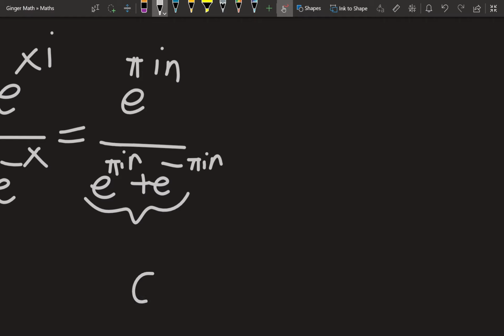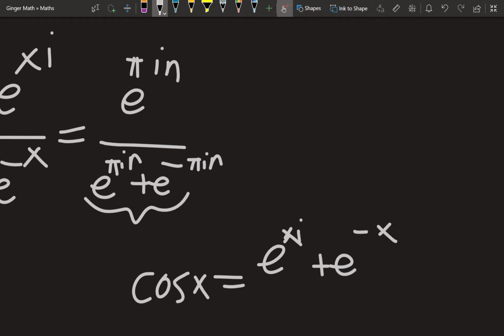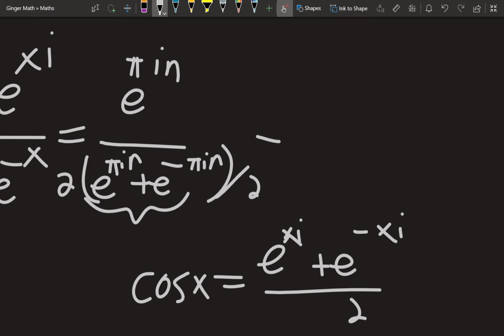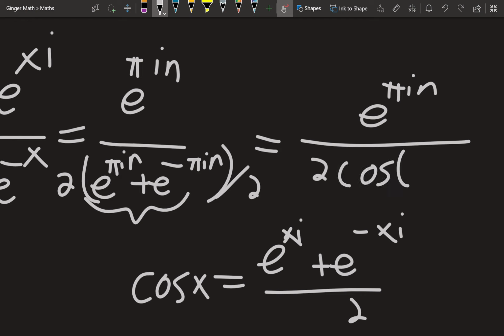This looks an awful lot like cosine, because we know that cosine of some x is just equal to e to the xi plus e to the minus xi all over 2. So if we just multiply this by 2 and divide by 2, it's the same thing, but we can take advantage of that. So what we're going to say here is we have e to the pi i n over 2 times the cosine of pi n, because we drop the i, it's part of this right here.